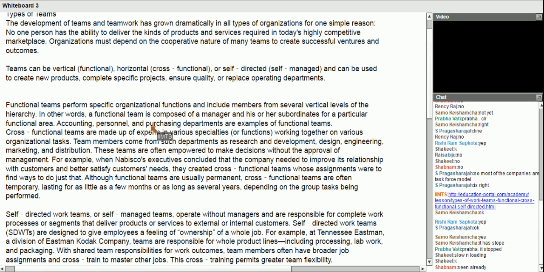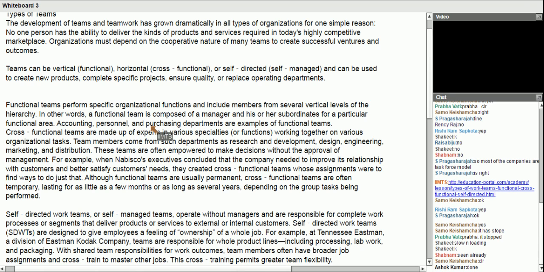Is it clear what functional teams are? Like a particular department, like an accounting department, personnel department, purchasing department, all of them are functional teams. It is going to have a team manager. Suppose there is a finance team, it is going to have a team manager and all the finance guys, right? This is an example of a functional team. Each specific department is going to have a functional team, right? Any questions for me?